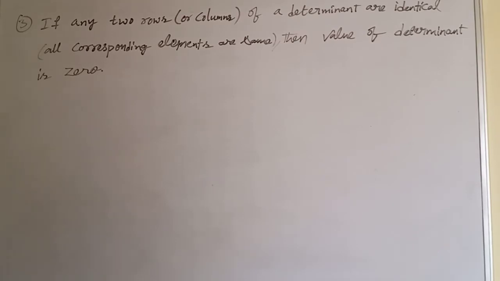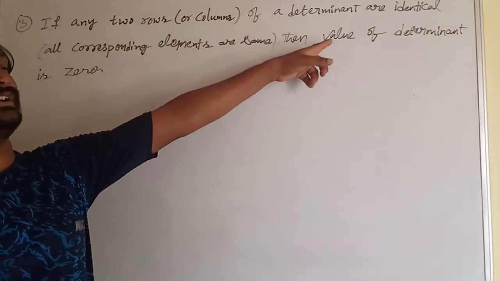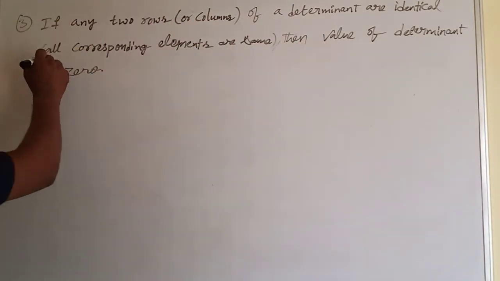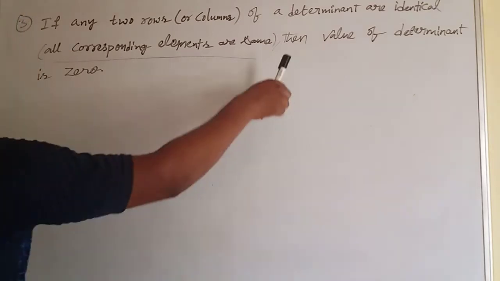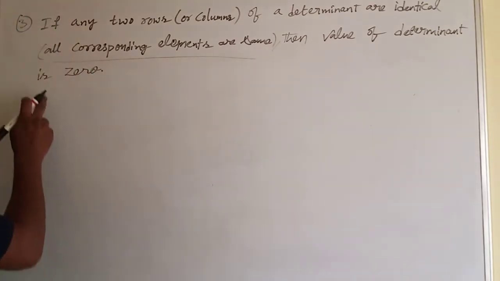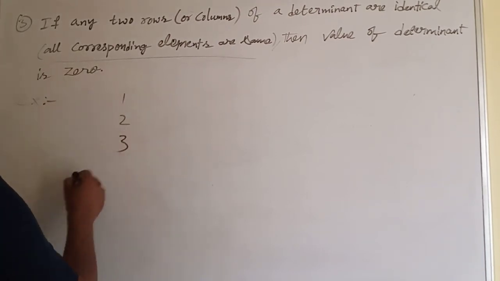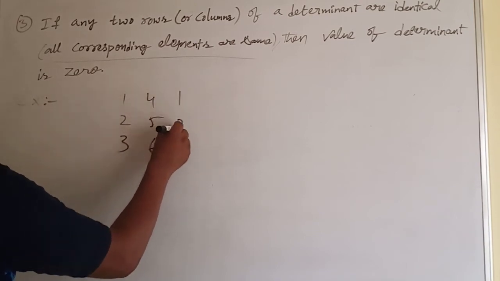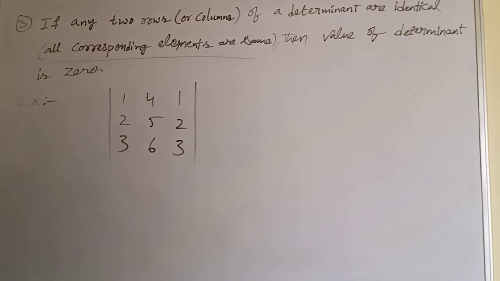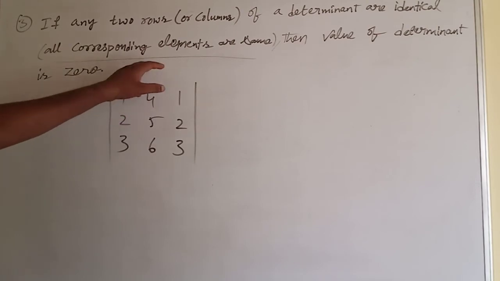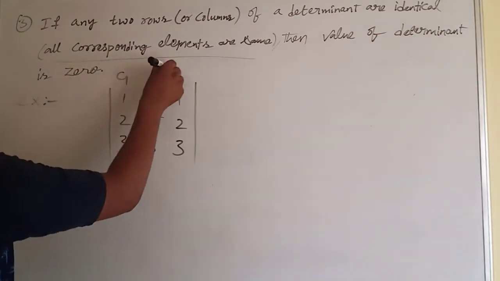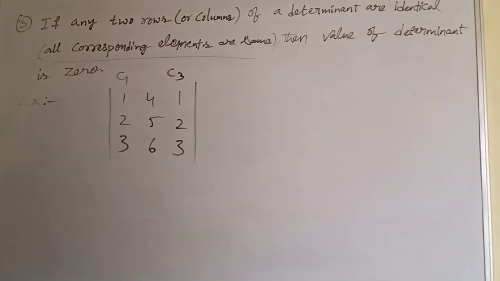Alright, let's move on to the third property. If any two rows or columns of a determinant are identical, meaning all corresponding elements are the same, then the value of the determinant is 0. Let me show an example so that you can understand. 1, 2, 3, 4, 5, 6, 1, 2, 3. Now observe, in this determinant 1, 2, 3, 1, 2, 3. The first column and the last column, column 1 and column 3, are both the same. So the value should be 0. Whether it is 0 or not, we'll find.